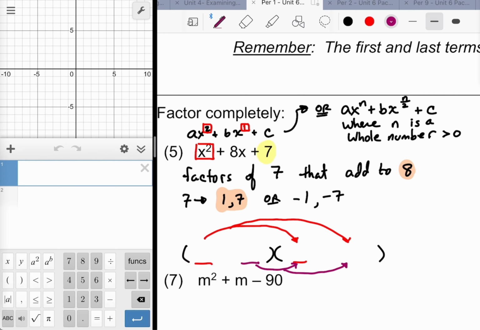The most likely way that's going to play out is if they're both x's. It's possible that one could be an x squared and the other could be a 1, but that's typically not how it works out.